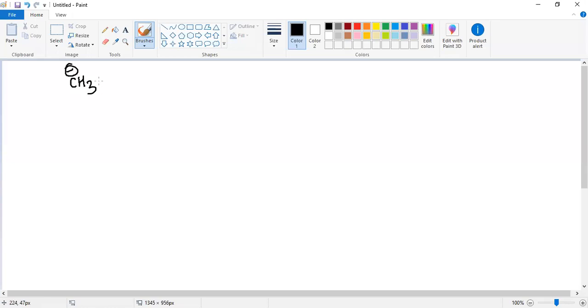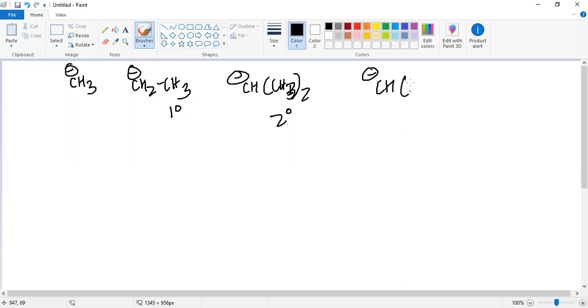Now, my dear students, we have just seen that we may have various types of carbanions. You can have a methyl carbanion, then you have ethyl carbanion, or you can say it is primary carbanion. Then you may have CH minus with CH3 twice, that is a secondary carbanion, or you may have CH minus with CH3 thrice, that is a tertiary carbanion.